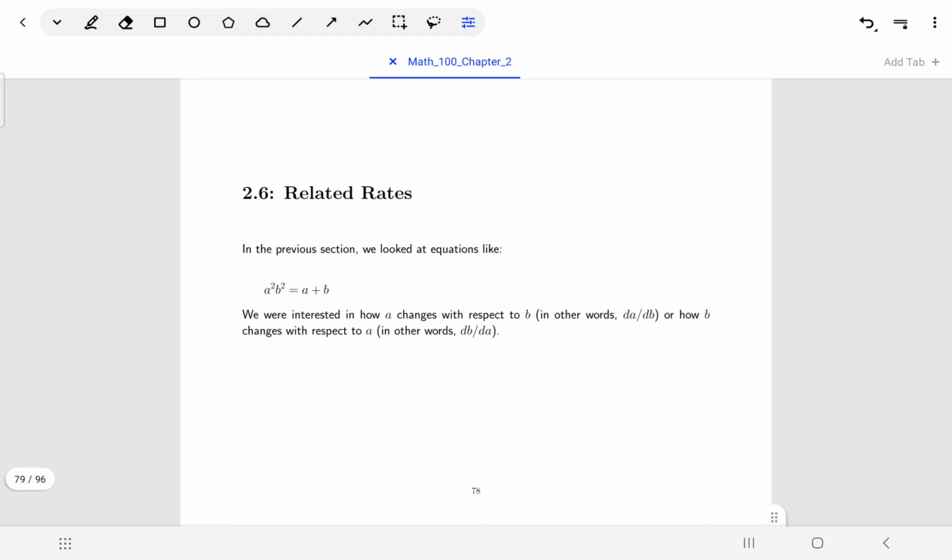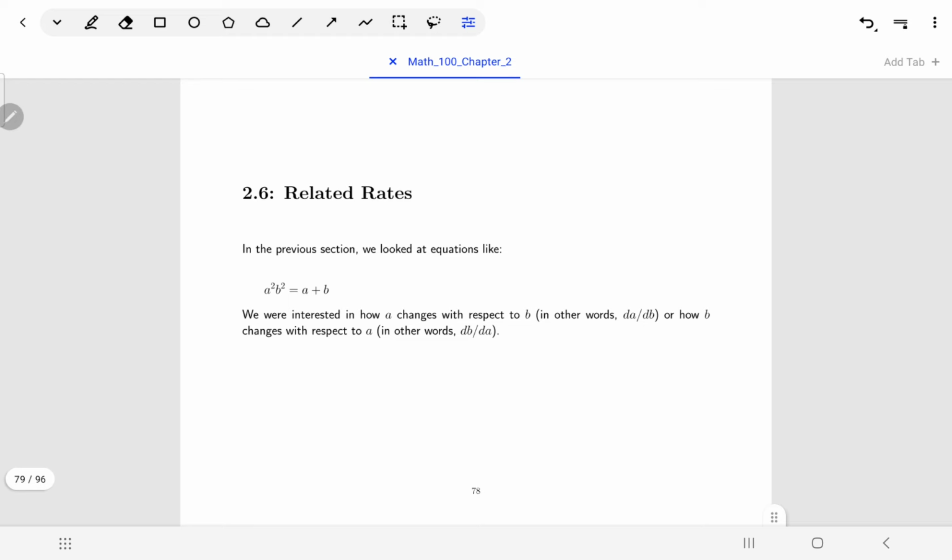Welcome back. In this section, we're going to look at something that extends the idea of implicit differentiation and takes it just one level beyond. Previously, we looked at equations like this one, a squared b squared equals a plus b, something like this where it's implicitly written. Except previously in 2.5, we were thinking about one of these things being the function and the other one being the variable.